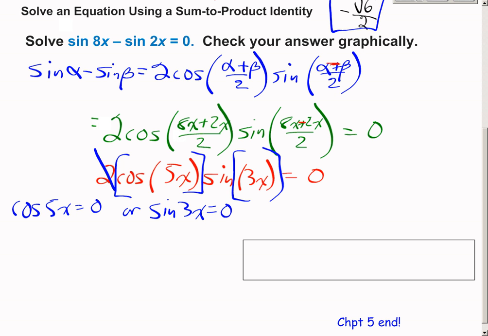Let's see, cosine is 0 at pi over 2 and 3 pi over 2. So that means, and we've got to be a little careful here, that 5x equals pi over 2.